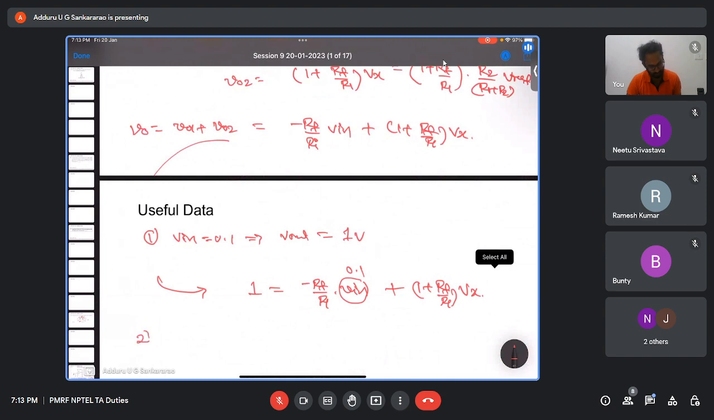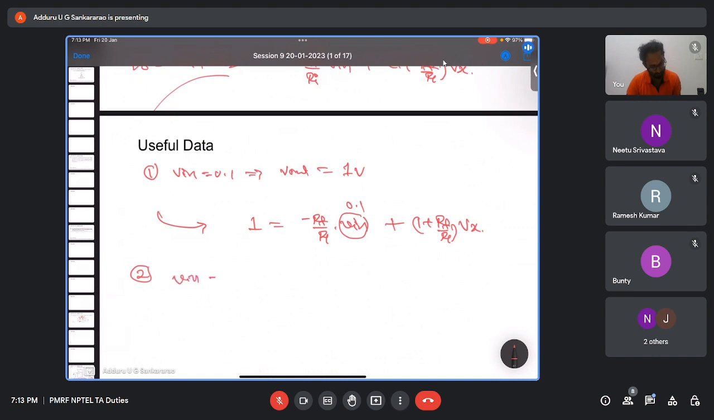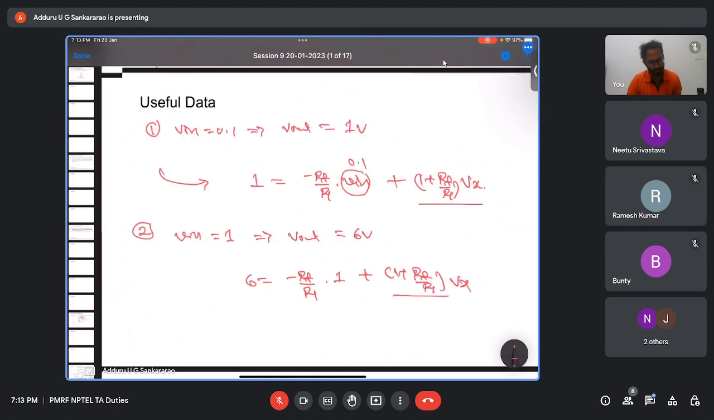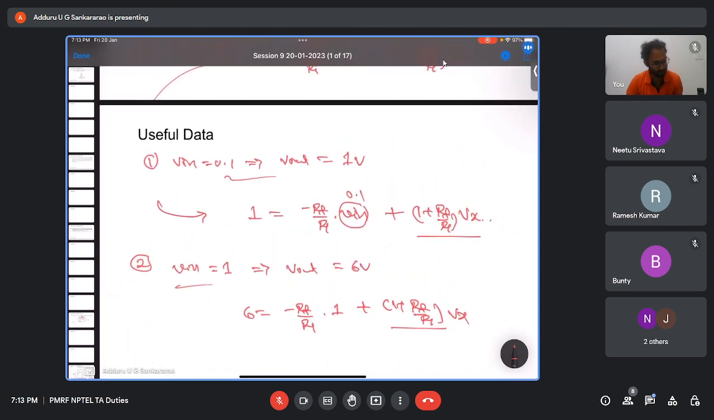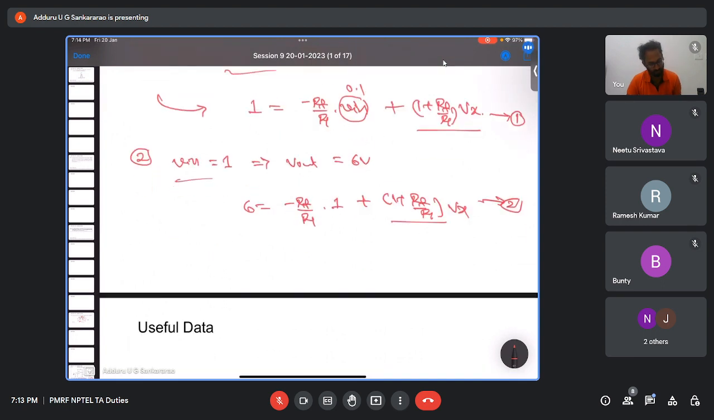In the second case they have given Vin equal to 1, then Vout equal to 6 volts. So you can substitute the same way: 6 equals minus Rf by R1 into 1 volt Vin, plus 1 plus Rf by R1 into Vx. This will not change because V reference is always constant. So we got two equations; let us call them equation 1 and equation 2. Now we can do subtraction.